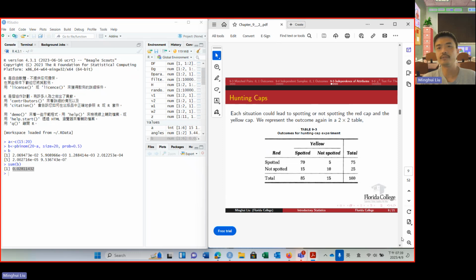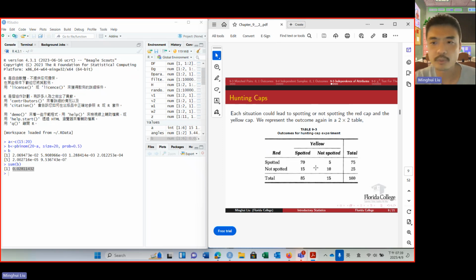And if you test the hunting caps, you'd like to test whether the ability of spotting yellow is independent or dependent from the ability of spotting red. And notice that here we're not comparing yellow and red. We're not comparing which one's better anymore. We're doing a different comparison. We're comparing whether the ability to spot red is independent or dependent of the ability to spot yellow.